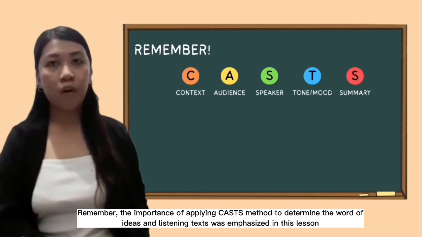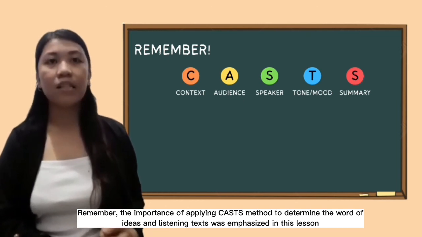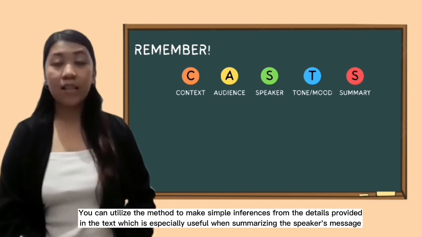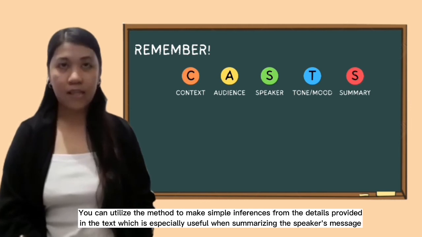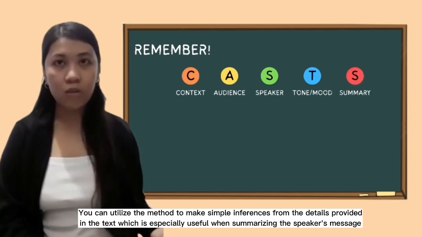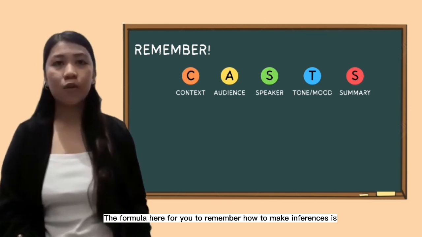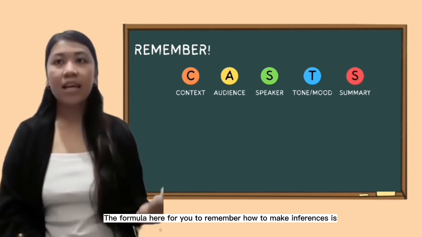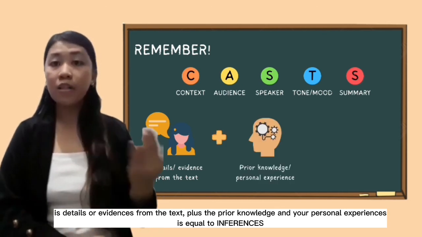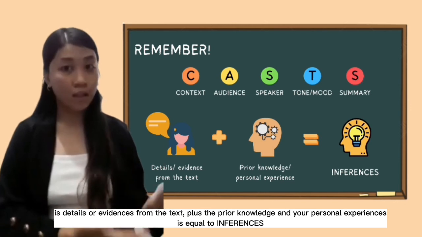Remember, the importance of applying the CAST method to determine the worth of ideas in a listening text was emphasized in this lesson. You can utilize the method to make simple inferences from the details provided in the text, which is especially useful when summarizing the speaker's message. The formula here for you to remember how to make inferences is details or evidences from the text plus the prior knowledge and your personal experiences equals your inference.